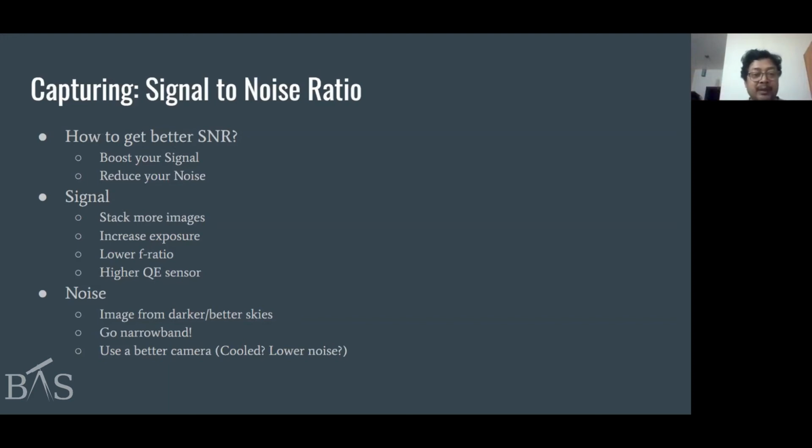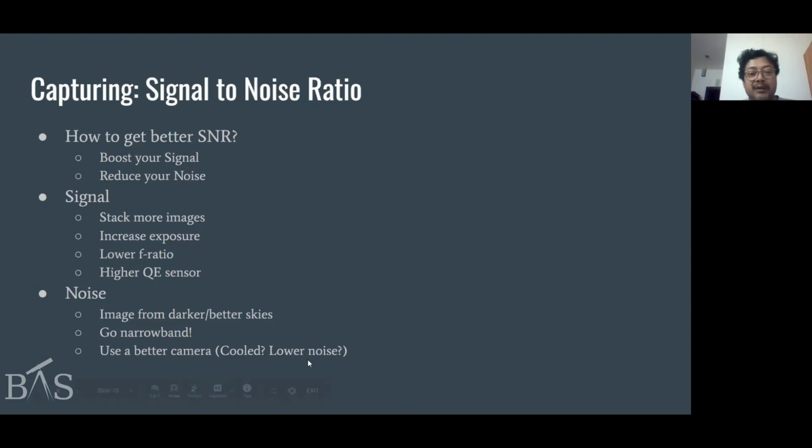Or you can try to reduce noise. Noise is essentially your thermal noise. You cool the camera, get a better camera, or image from a darker sky, so that the shot noise or the wideband noise is also reduced. You can go narrowband, so that you've got the light pollution completely away and you have only the data that you require. So at the time of thinking of capturing a particular object, your decisions or your planning or your strategy depends on multiple of these.